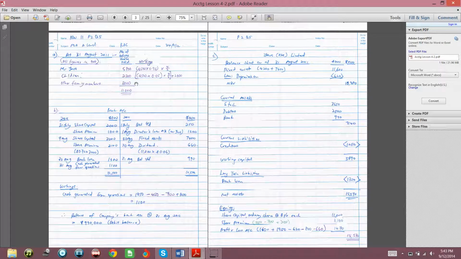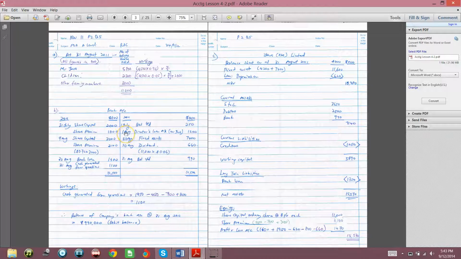Number 6, 30 August 2011, Java raised a bank loan. So this is irrelevant to this part. Then the rest of the question is also irrelevant to this part A. So over here we solve this equation, then we get the number of ordinary shares held, then we total it, then we would have answered this part A of the question.